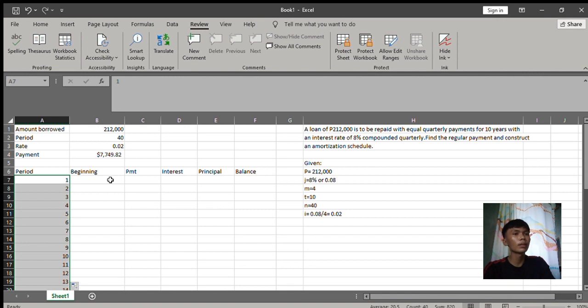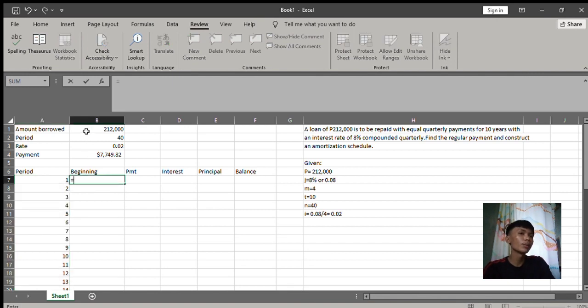So we click our amount borrowed, then enter our PMT, then click our payment. Then we have to put a dollar sign before and after the variable. Next, enter. Next, our interest: click equal sign, then click our beginning balance times our rate, which is 0.02. Then we have to put a dollar sign in our rate before and after the variable also.